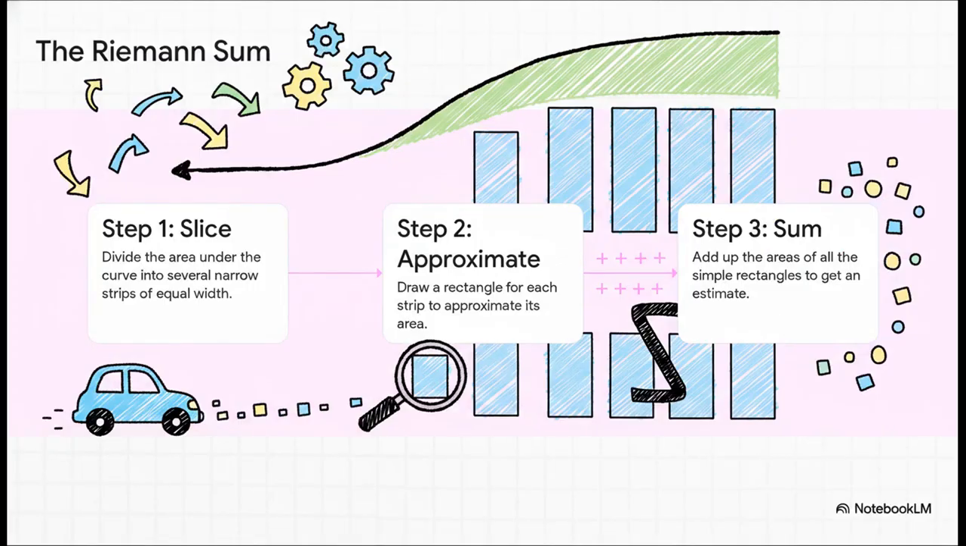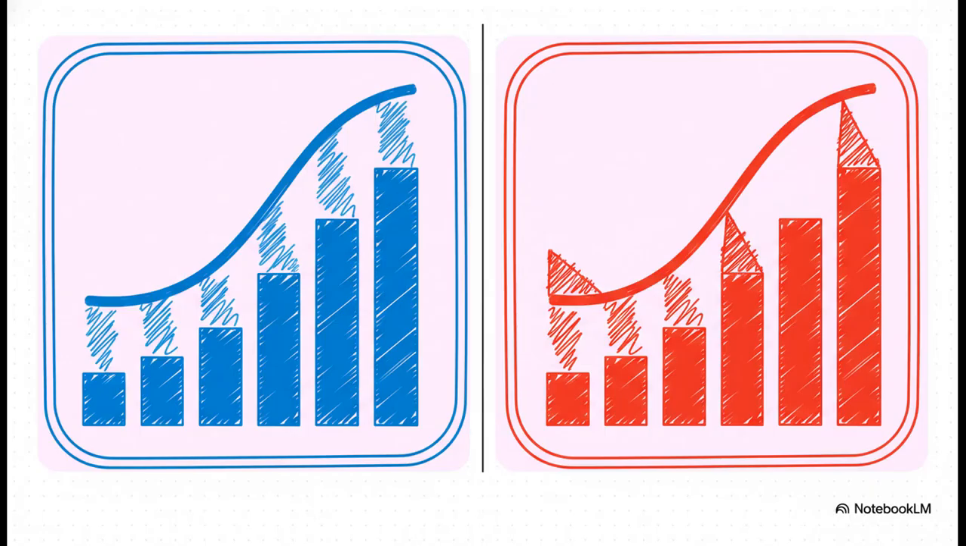Let's go back to our car. First, as you can see, we just slice that whole area up into a bunch of skinny vertical strips. Now, if you zoom way in on a very, very short sliver of time, the car's speed is almost constant, right? So for step 2, we can just pretend that slice is a rectangle. The area of that little rectangle, velocity times time, gives us the distance traveled in that tiny moment. And finally, step 3, we just add up all those little rectangle areas to get a pretty good estimate of the total distance.